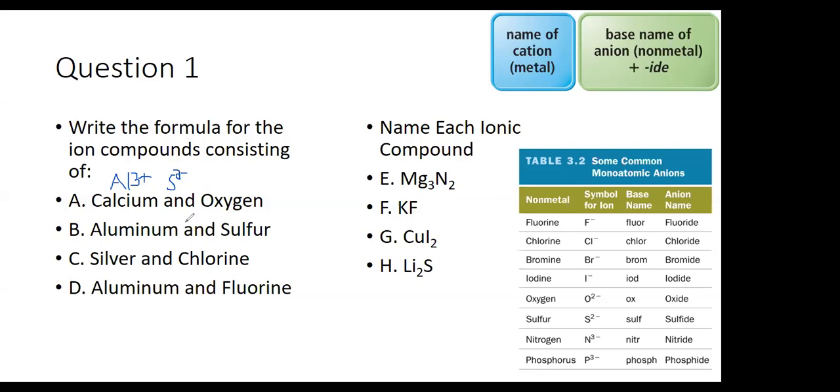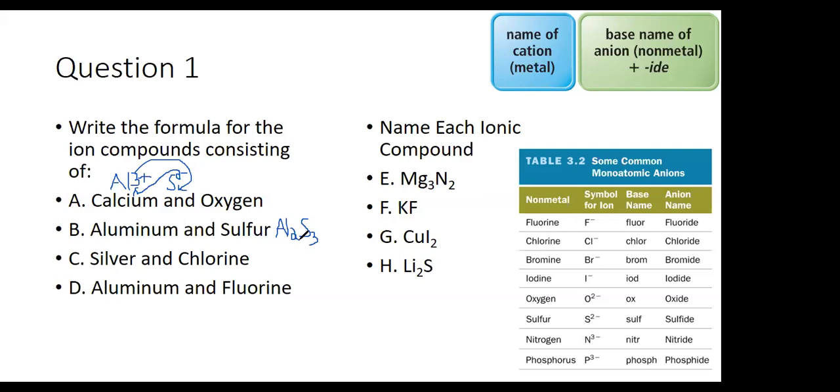All right, so we need to combine them in such a way that they're going to be neutral. When we combine aluminum and sulfur, they have to have a charge of 0. The easiest way to do that, if they have different charges, you just swap the charges for how many atoms there are. So what I mean by that is that aluminum has a +3 charge, so I'm going to need 3 sulfurs. Sulfur has a -2 charge, so I'm going to need 2 aluminums.